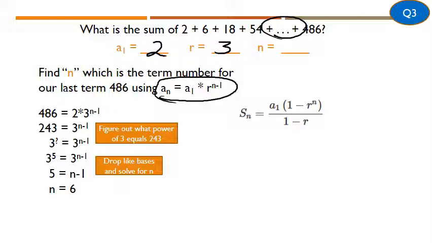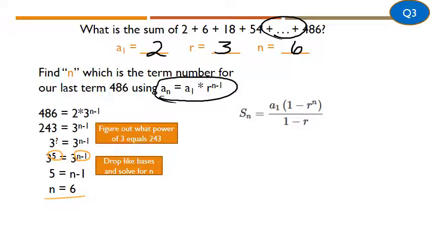We know that a sub n is equal to 486. Your first term is 2. We know our r is 3, raised to the n minus 1. So after you do that, you have to figure out 3 raised to what power? First we had to divide by 2, by the way. And then 3 raised to what power gives you 243? Well, that's 5. Once you get the same base, you can drop the bases. Then you take the 5 equal to n minus 1. You get n is equal to 6.